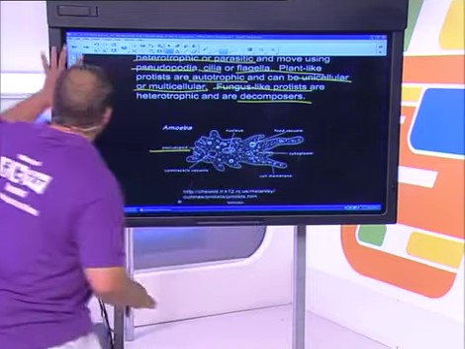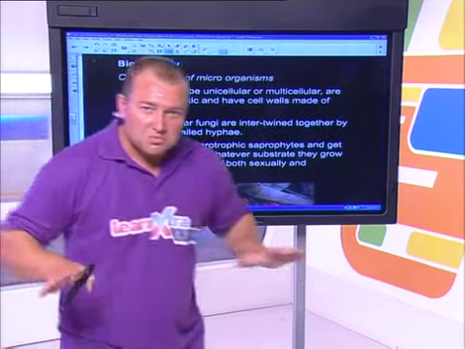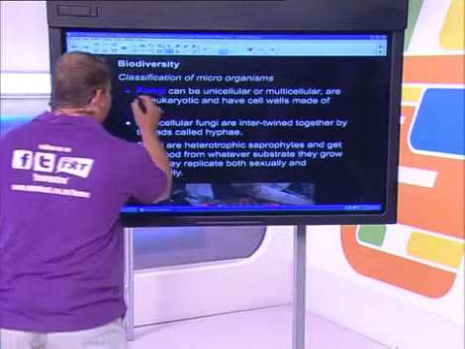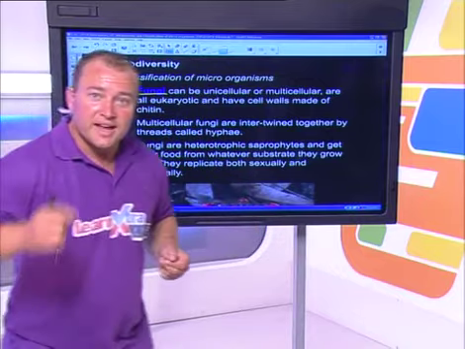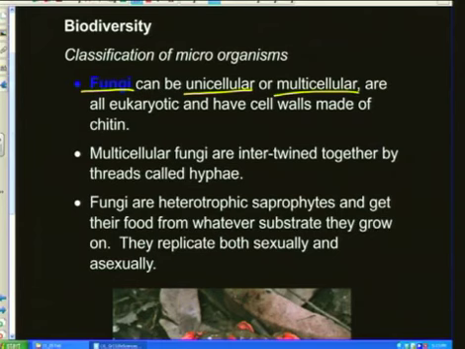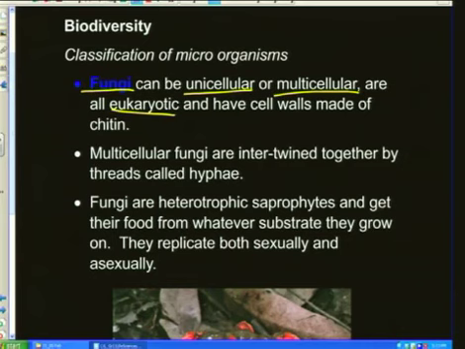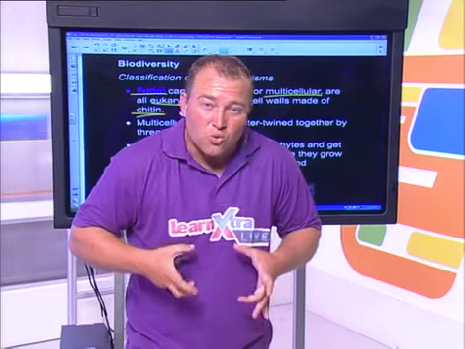Now, the next one that I've got for you: classifying microorganisms, plain and simple. Now we've got fungi. The fungi can be unicellular or multicellular, and they are eukaryotic. So what have they become? More complex. If they've become more complex, it means their nucleus is starting to get a membrane around it. So they're eukaryotic, and they have cell walls made of chitin, that hard wall around it.